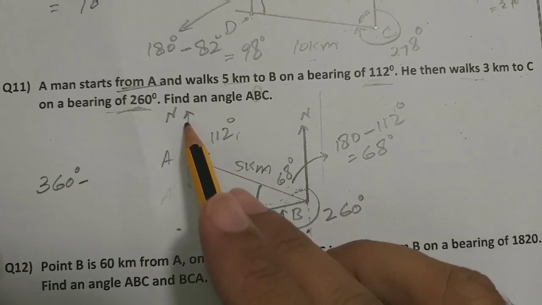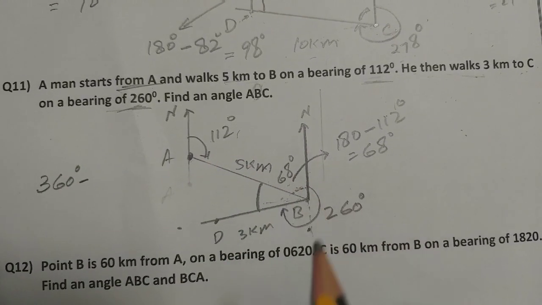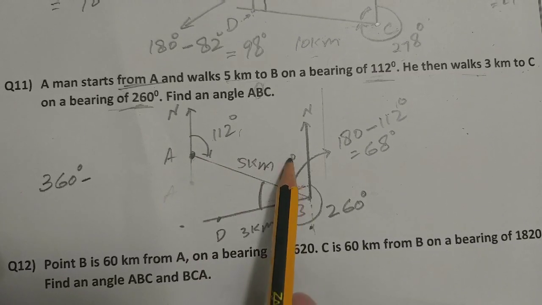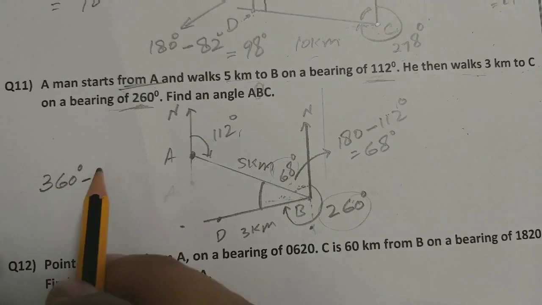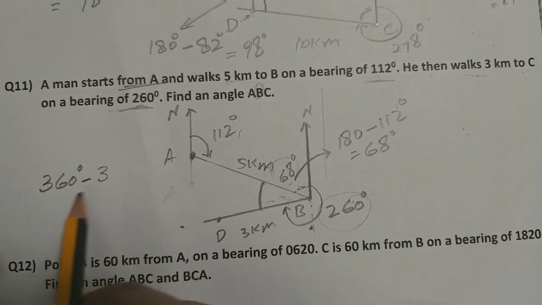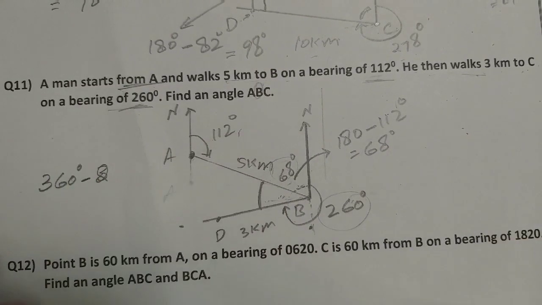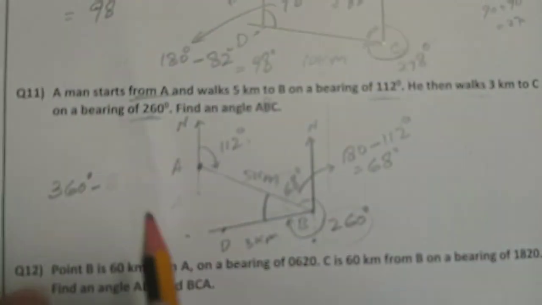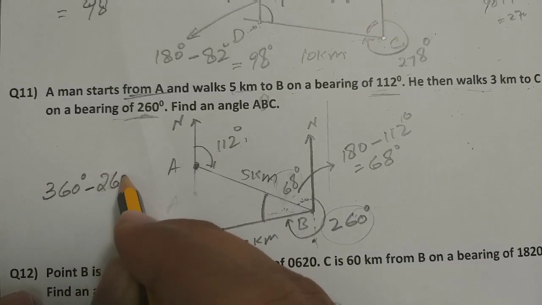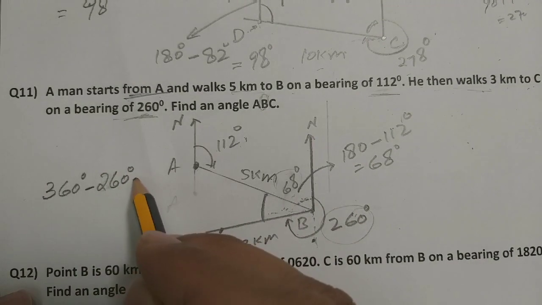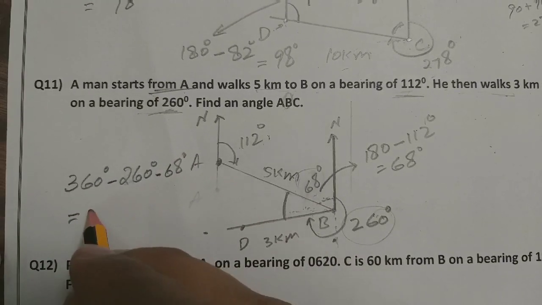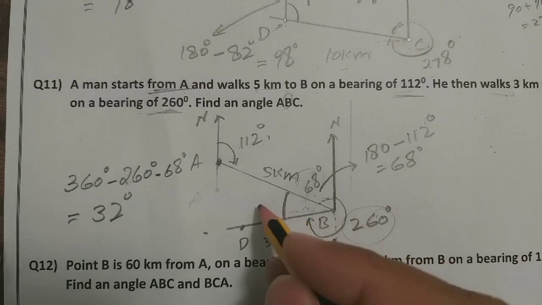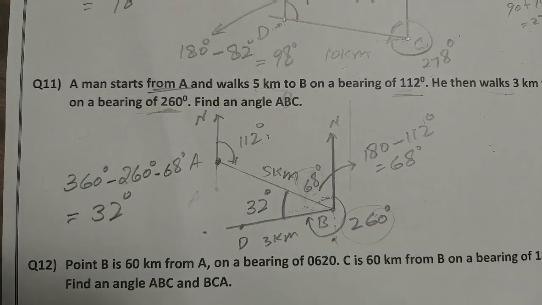We found this angle using the parallel and transversal line rule. We have this angle, we have this angle. If we subtract from 360, we can find this angle. So 360 minus 260, 260 minus 68, we can find this angle, which is 32 degrees. So this angle is 32 degrees.